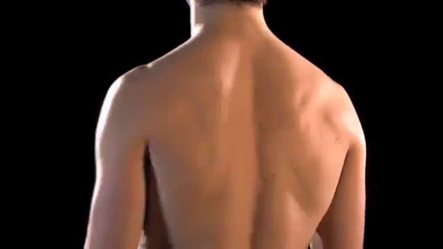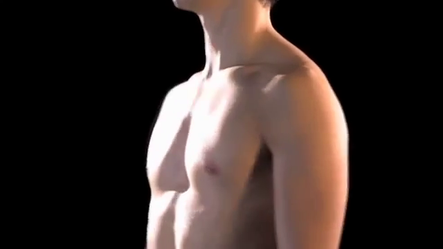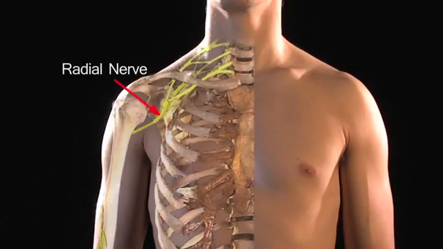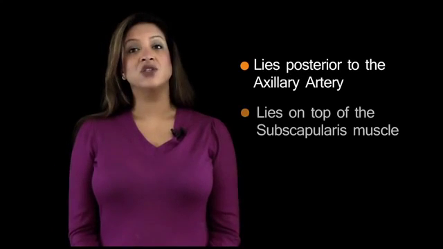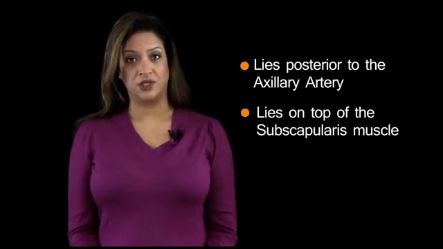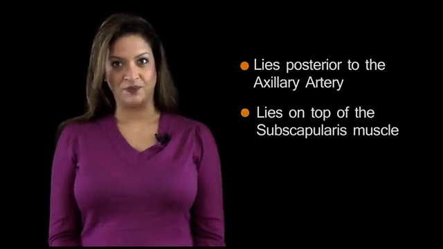You will of course remember that the other major branch of the posterior cord of the brachial plexus is the radial nerve. The axillary nerve lies immediately posterior to the axillary artery, and it lies on top of the subscapularis muscle, which is one of the rotator cuff muscles.